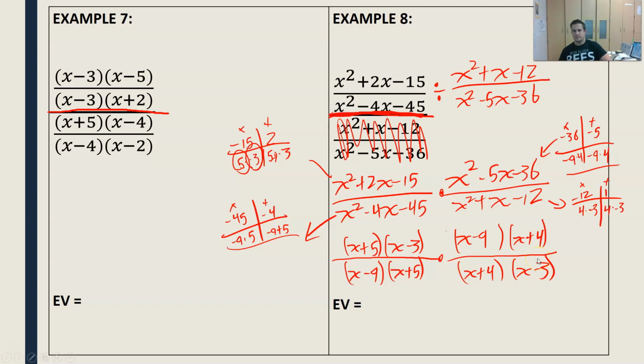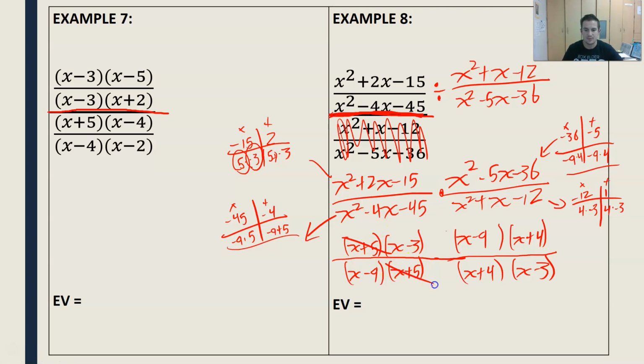Whew! So I've done my copy dot flip. I've switched this to a multiplication problem. I've factored all the quadratic expressions that I can. Now I need to multiply straight across. So if I'm multiplying here, I can really write x plus 5 times x minus 3 times x minus 9 times x plus 4 all over x minus 9 times x plus 5 times x plus 4 times x minus 3. So, are there any factors on the top and on the bottom that I can cancel out?